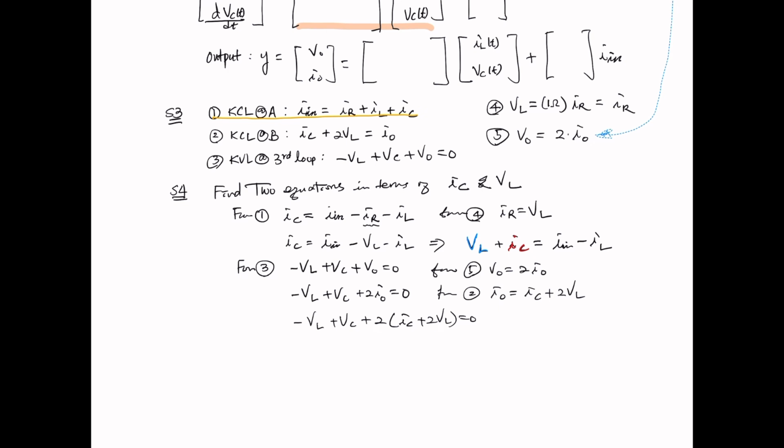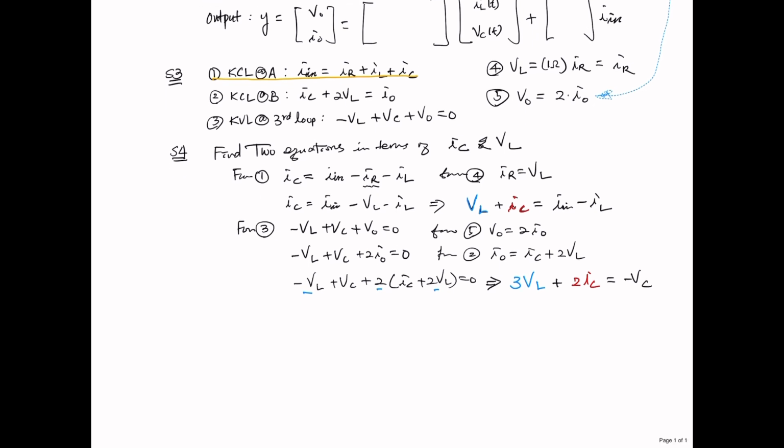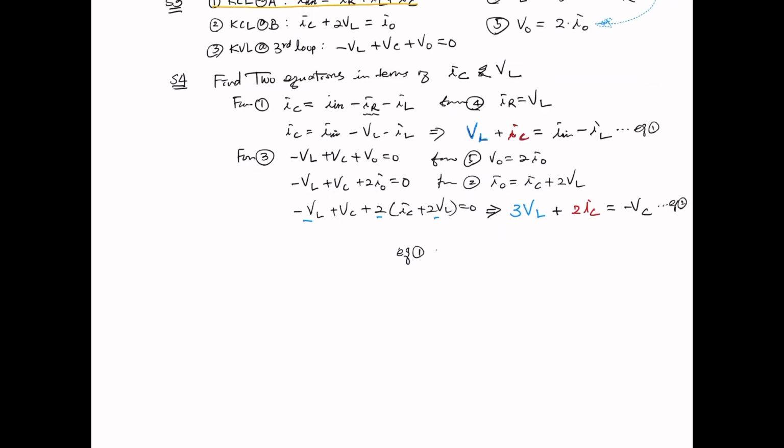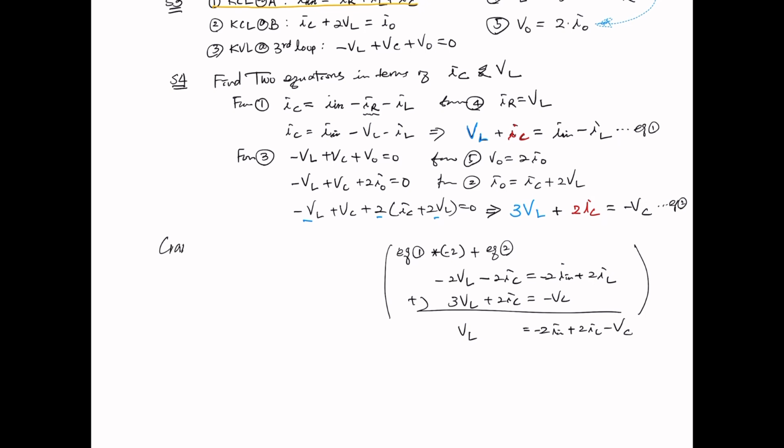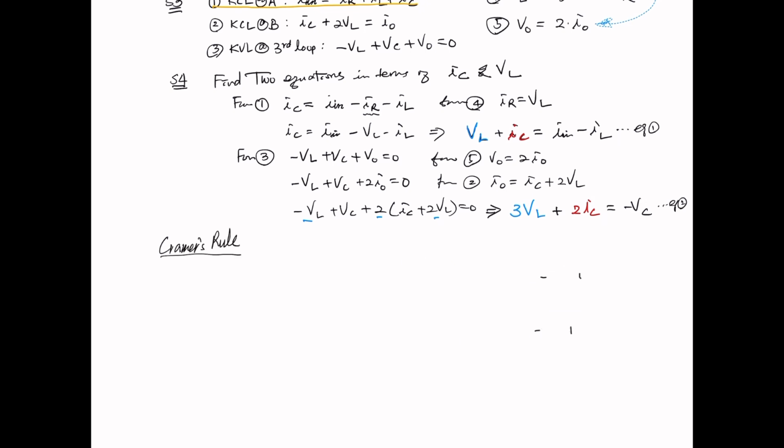Then we have 4VL minus 1VL, so 3VL plus 2IC equals negative VC. Now we have two equations and two unknowns, so you can solve for VL and IC. You can do equation 1 times negative 2 and then add equation 2, or we can use Cramer's rule. Since there are so many variables, I like to use Cramer's rule.